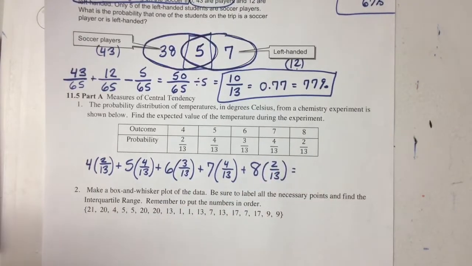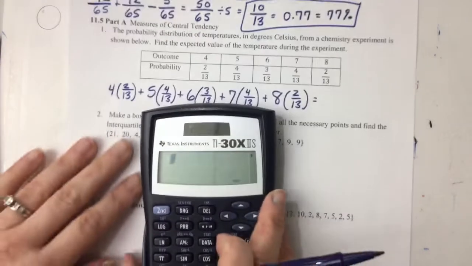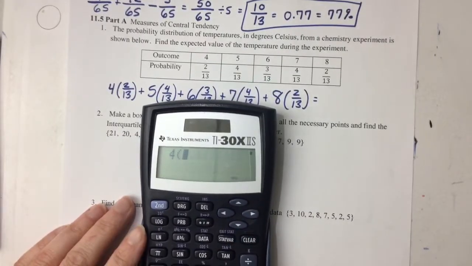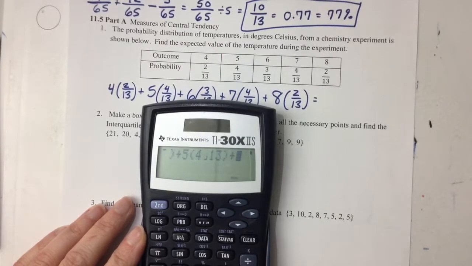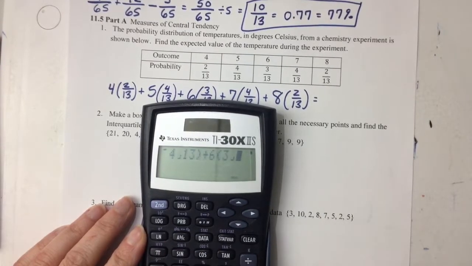Now you can actually just plug this in your calculator using that fraction bar. So 4, 2 over 13, plus 5, 4 out of 13, plus 6, 3 out of 13, plus 7, 4 out of 13, plus 8, 2 out of 13.